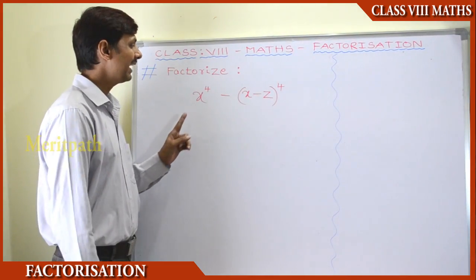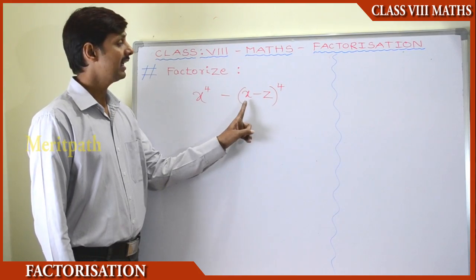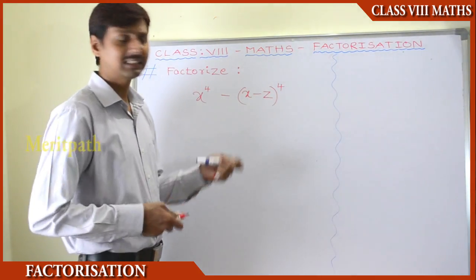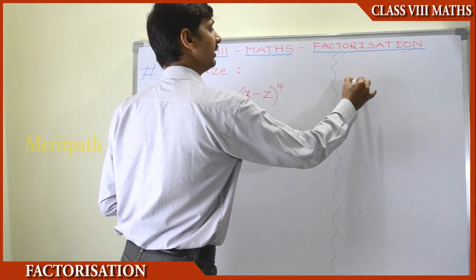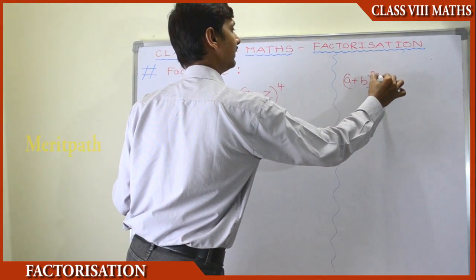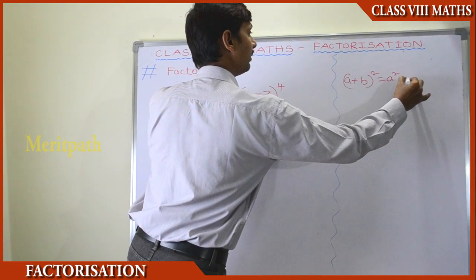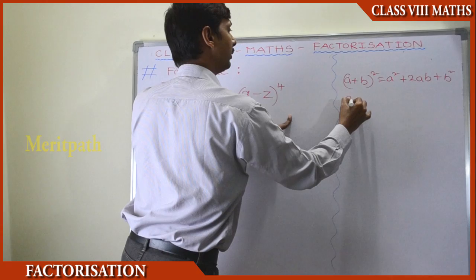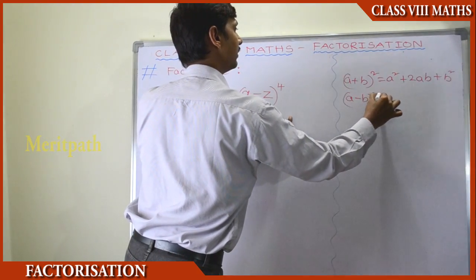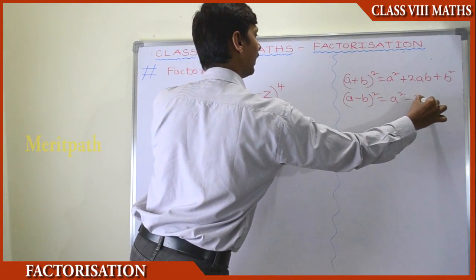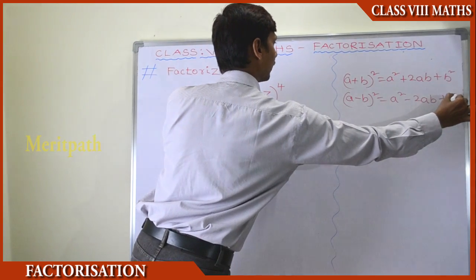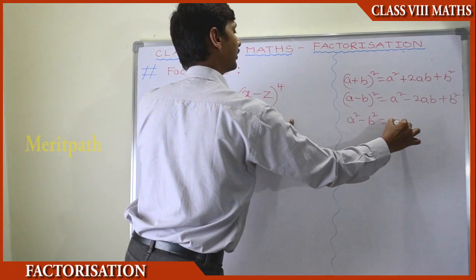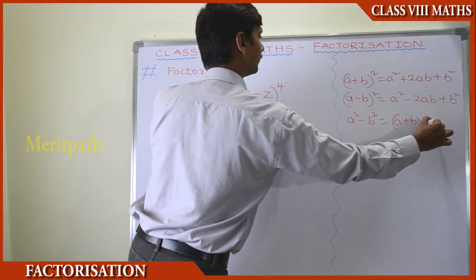Let's factorize x to the power of 4 minus (x minus z) whole to the power of 4. Let's see the identities. (a plus b) whole square is equal to a square plus 2ab plus b square, and (a minus b) whole square is a square minus 2ab plus b square. Then a square minus b square is equal to (a plus b)(a minus b).